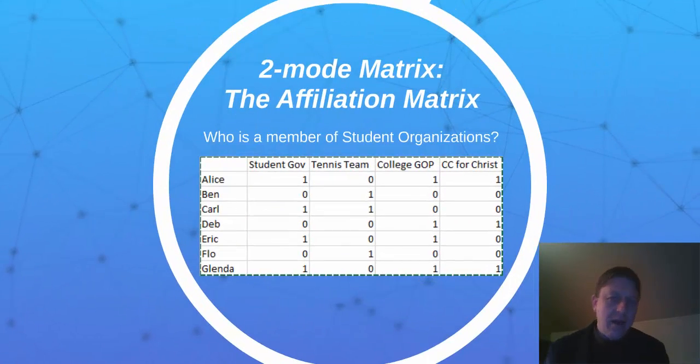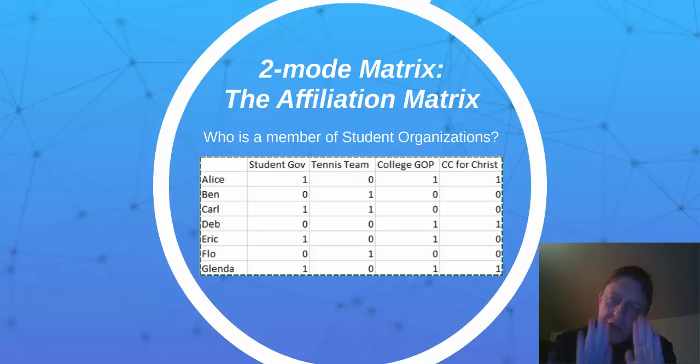If we're thinking about a network, one way to represent a network is by a matrix. And a two-mode matrix is called an affiliation matrix. Why? Because you have two kinds of objects, and one of them is a node, and the other is the affiliation of the node with an event or an organization, a group, something like that. That's why it's called an affiliation matrix.